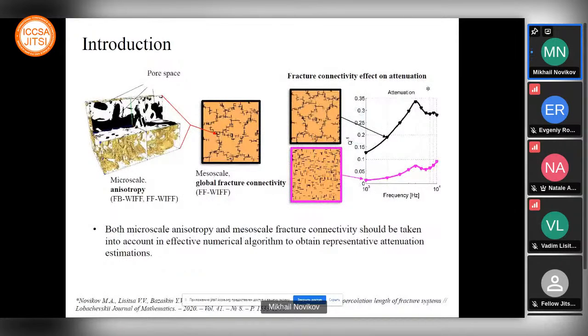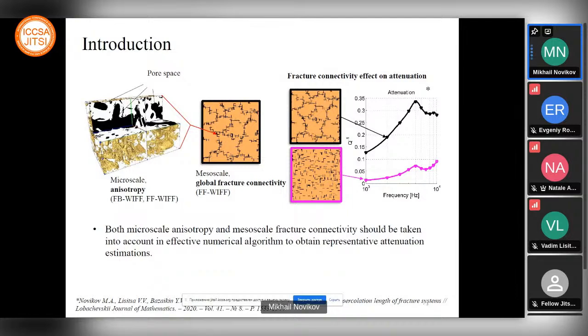On the other hand, modern laboratory and numerical experiments allow us to consider quite detailed models of material in micro scale, as well as obtain some information and consider more detailed mesoscale models, and modern algorithms of discrete fracture network creation allow us to consider the models of connected fractures, which is quite good because in real fractured media, most of fluid mobility is provided by chains of connected fractures, and it's important to obtain representative dependencies of seismic attenuation on some properties like fracture connectivity or microscale anisotropy of the media.